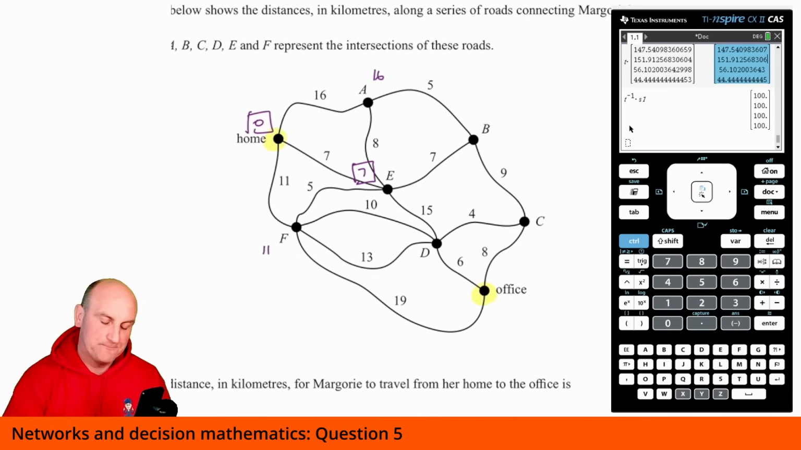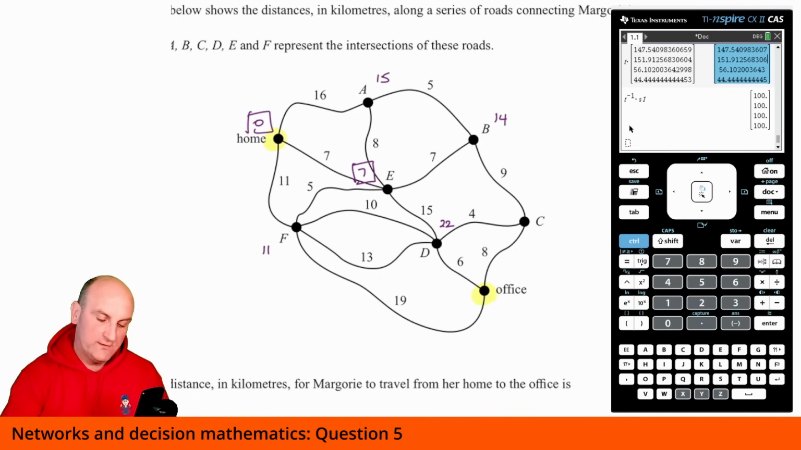We're now at E, right? E to B is 7 plus 7 is 14. 7 plus 15 gives me 22. 7 plus 5 is 12, but I can get to F in only 11, and I think that's it. 7 plus 8 is 15. Oh, bit of a trick. I can go 7 plus 8, and I can actually get there quicker than the 16. So 7, 14, 15. So I'm now going to delete that, and I'm going to put 15 on there.